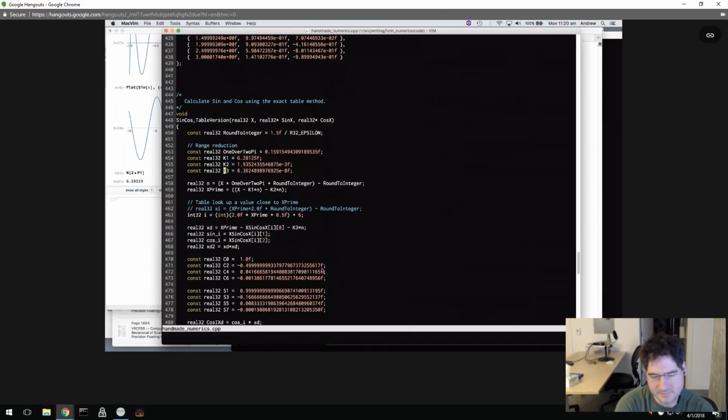That's the reason for xd2, because these polynomials have x to the 1, x to the 3, x to the 5, x to the 7. These are all odd values because it's centered around 0. We pre-calculate xd squared as well, just to save a bit of calculation later on.